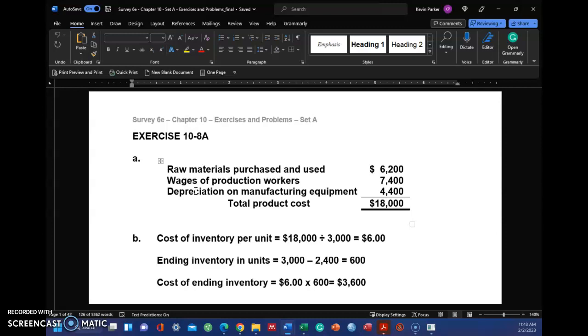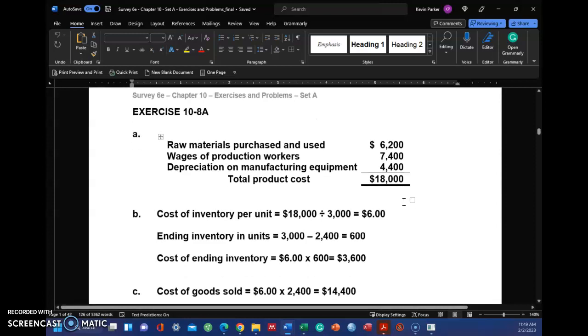I'm thinking, we got a good product and there's nothing wrong with it. The only time it's expensed is when it hits the income statement, and that's called cost of goods sold. But until then, it's on the balance sheet. So you add up these three product costs. Again, I'm going to recap. Direct materials is called raw materials here. Wages of production workers, that's direct labor, and overhead depreciation on the manufacturing equipment. Add them up and you have total product cost of $18,000 that was incurred in the accounting period.